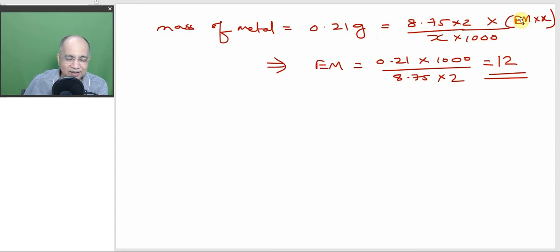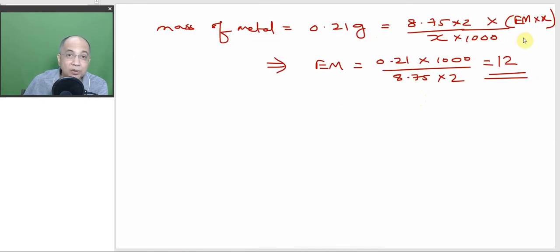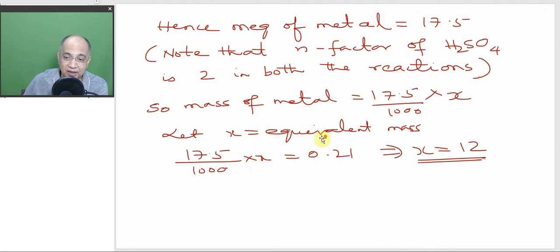Since you are taking moles here, the molar mass is the gram atomic mass, and here we have to apply a trick, because atomic mass is equivalent mass into valency. So instead of atomic mass, we write equivalent mass into valency. So this valency factor gets cancelled and you get equivalent mass straight away equal to 12. You understood the logic. Same answer you got, but here you solved through the mole method, and in the earlier case you solved by the equivalent method.